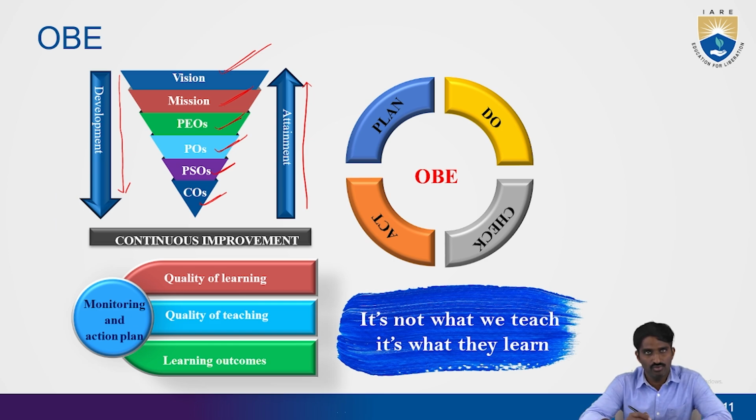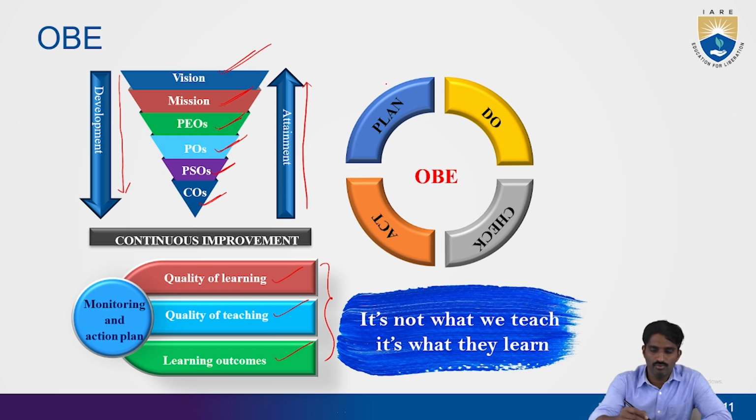Then based on the POs, based on the PEOs, and then the mission and the vision. So that is how, and then we will also do continuous improvement, which means the important points here are the quality of learning, the quality of teaching, and the learning outcomes. So these are the three key factors to improve the attainment, right?